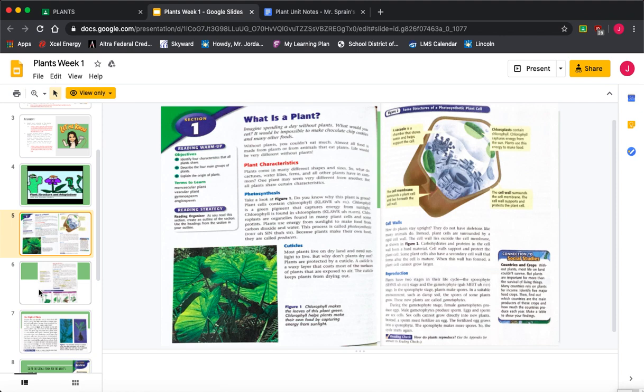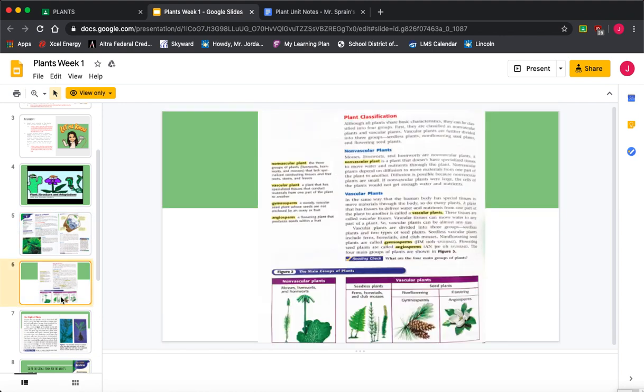Okay, so we had some keywords in that section. A couple of them would be sporophyte and gametophyte. Moving on from here, next page. Plant classification.